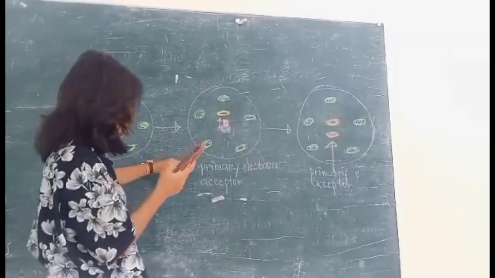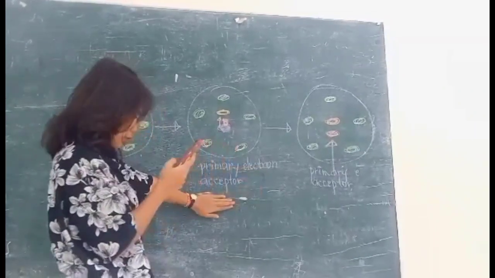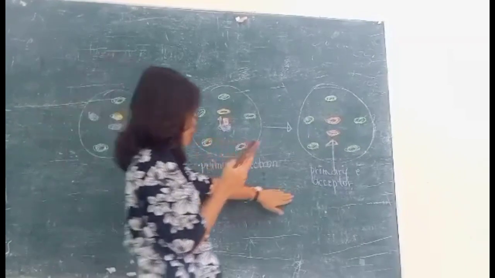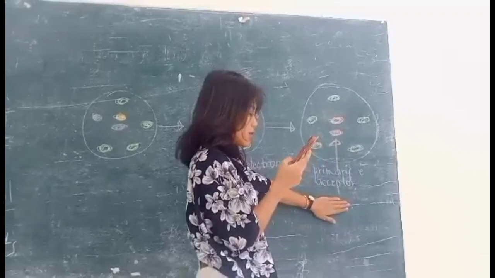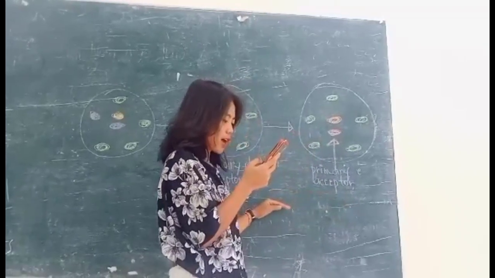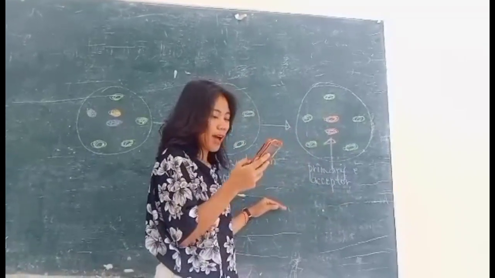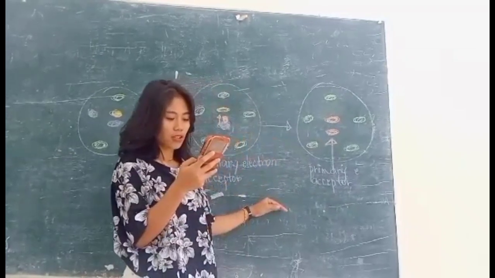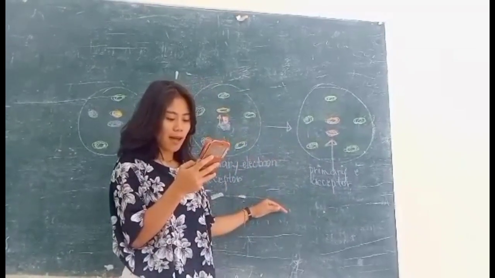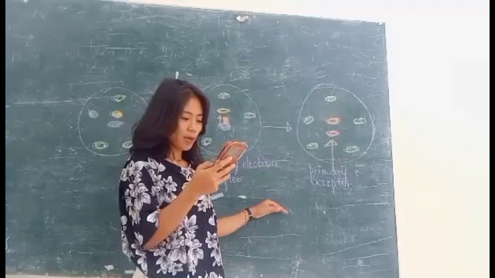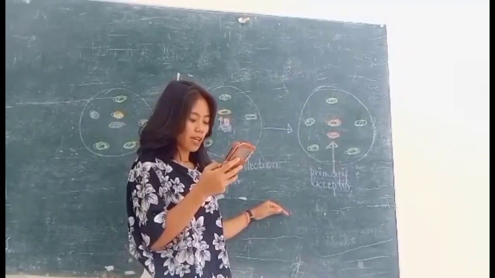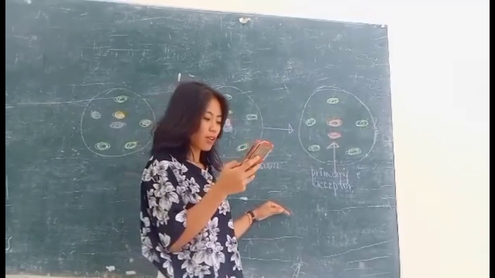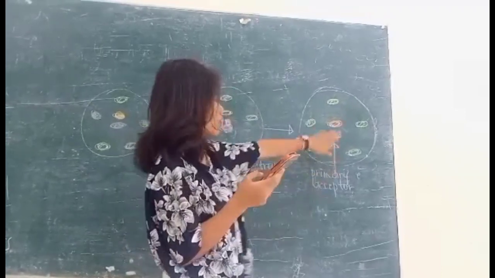Primary electron acceptor. For the third, this is the primary electron acceptor also. After the photon strikes the reaction center complex, the high energy excited electron, rather than relaxing back down to the ground state, will instead be transferred to another molecule called the primary electron acceptor above the reaction center complex here.